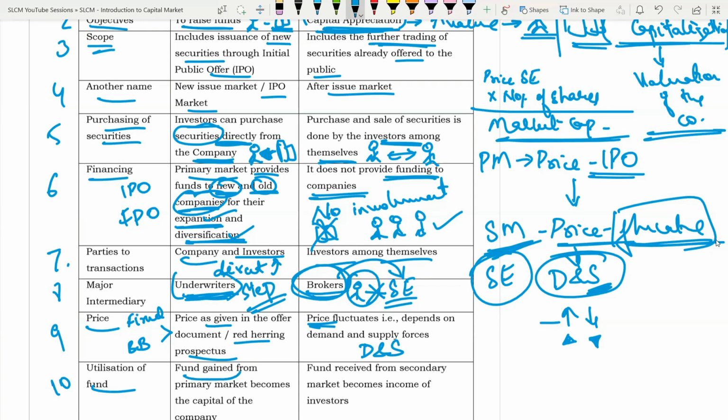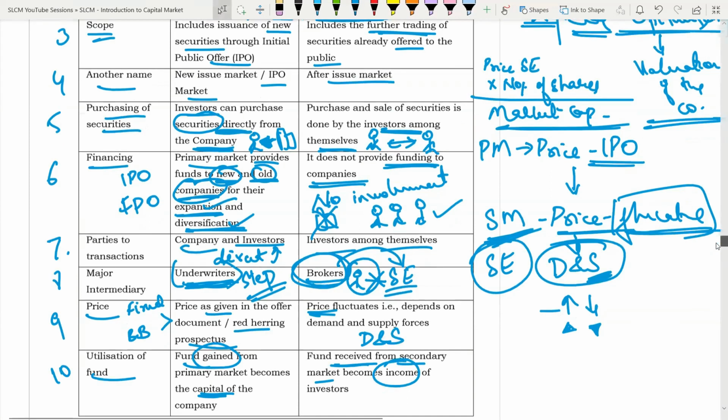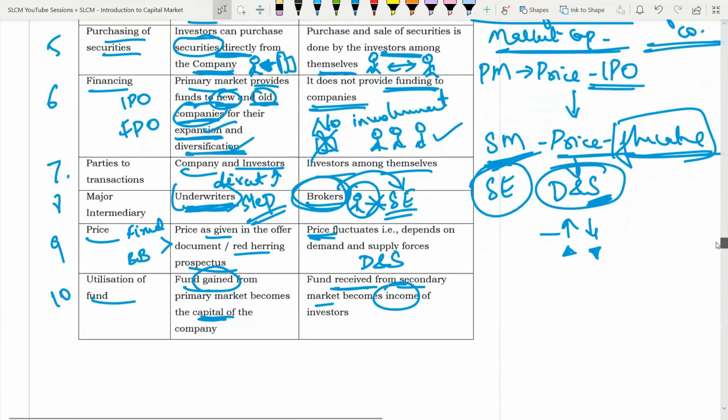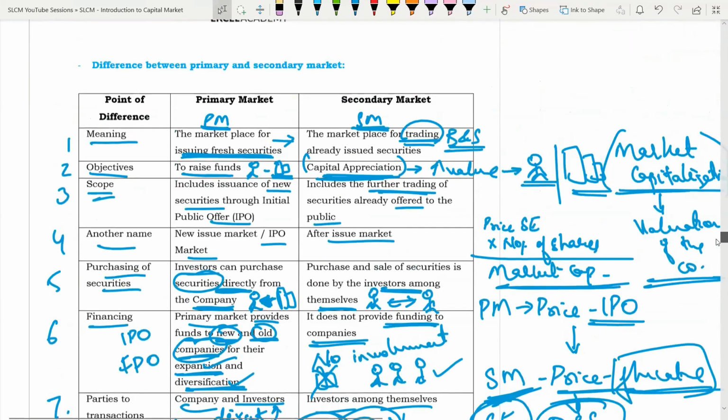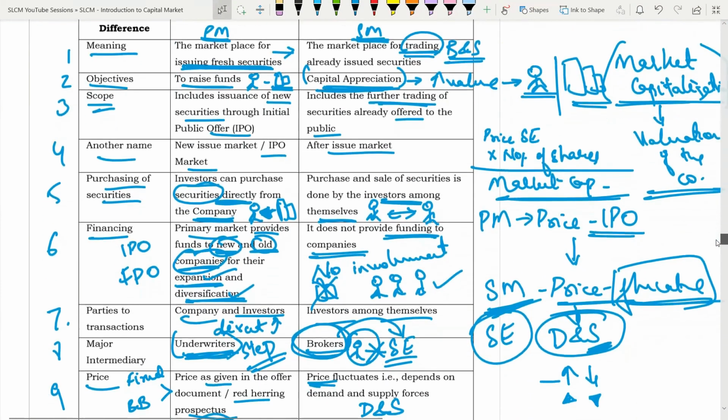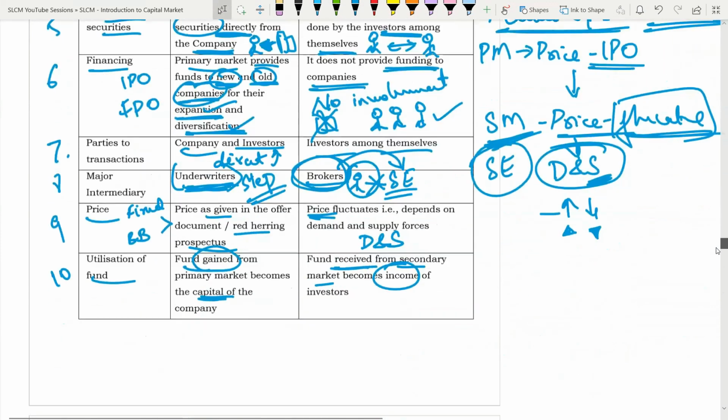Utilization of the money: all the money that has been raised in the primary market will directly become the capital of the company, whereas whatever money is received in the secondary market is the income of the investor, because he is buying or selling, so that is his income. So these are the primary 10 differences between the primary market and the secondary market.